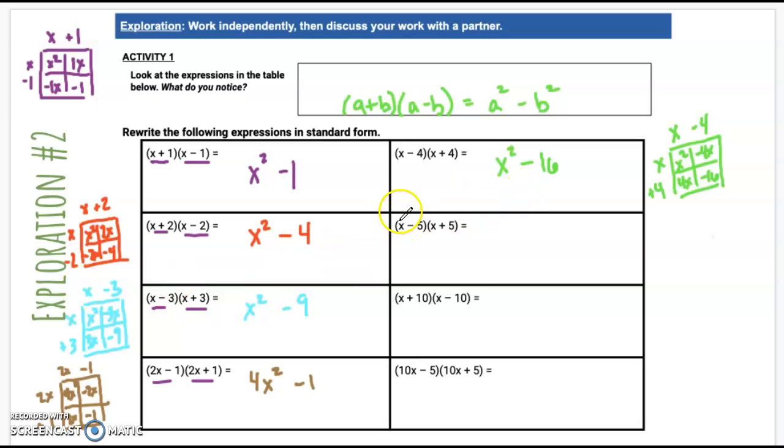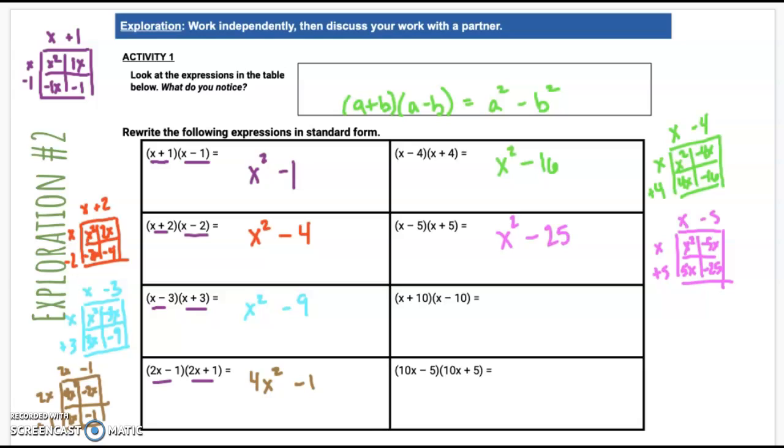Let's try it with our next one. x minus 5 times x plus 5. If I use my pattern, I would have x squared minus 25, right? And I could go ahead and check that by using my area model. x minus 5, x plus 5 gives me x squared, negative 5x, 5x, and negative 25. And those middle terms would add to make 0x.